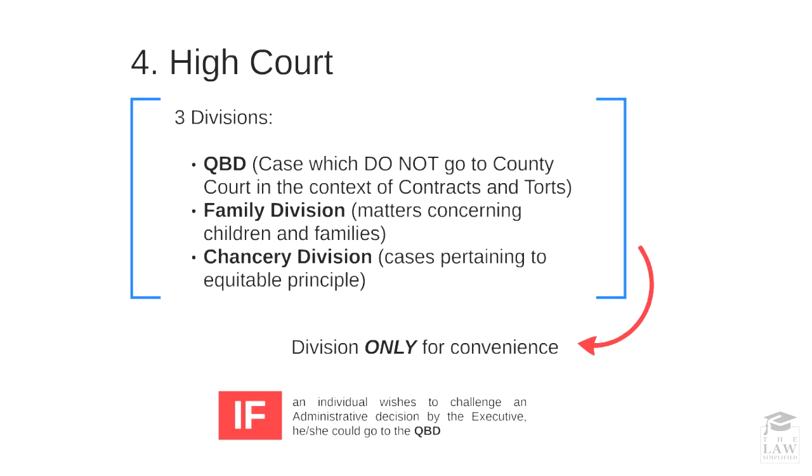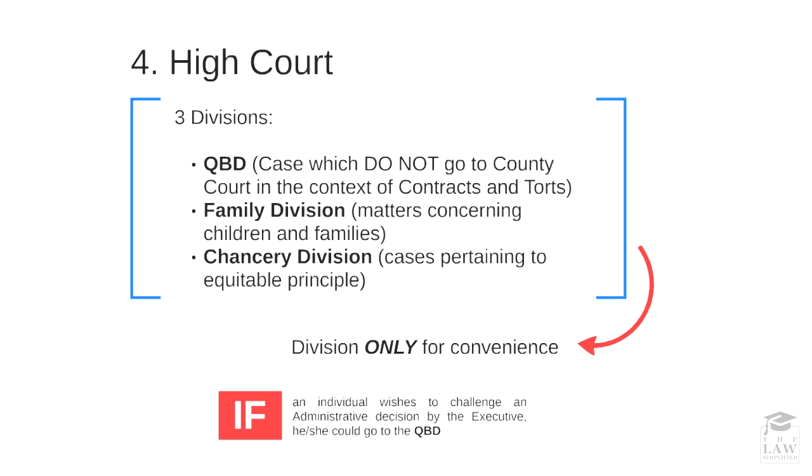Firstly, there is the Queen's Bench Division, which considers cases which do not go to the County Court in the context of contracts or torts, mostly civil matters. Secondly, there is the Family Division, which, as the name itself implies, deals with matters concerning children and families. Finally, there's the Chancery Division, which pertains to matters concerning equitable principles. Now, mind you, these divisions are not set in stone. It is merely for administrative purposes that they have been divided in this way.